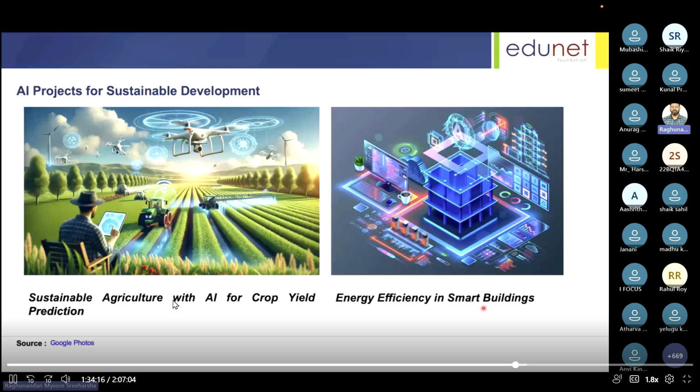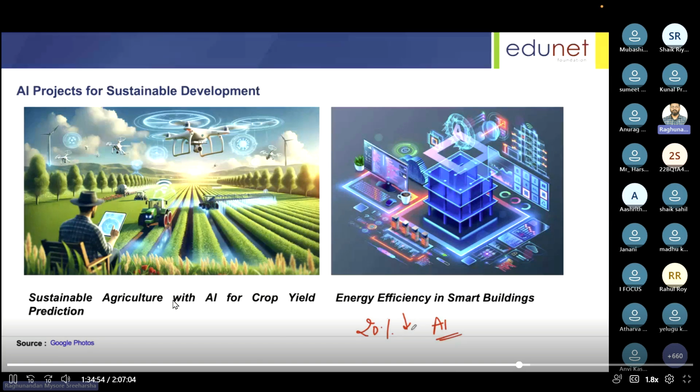Coming to energy efficiency, which is called smart buildings. There is one specific example I want to give you. In Singapore, they have implemented an AI-based energy management system, which uses HVAC, which stands for heating, ventilation and air conditioning. This has reduced their energy consumption by 20%. By 20%, they have been able to reduce energy consumption just by using AI in their smart buildings.